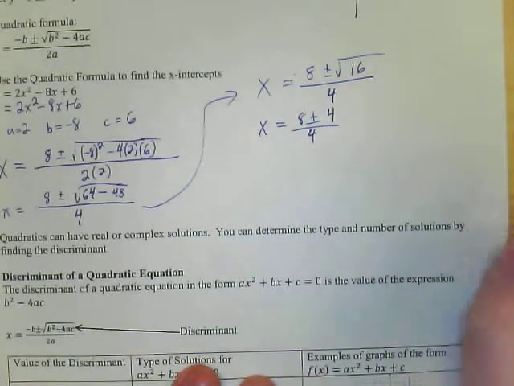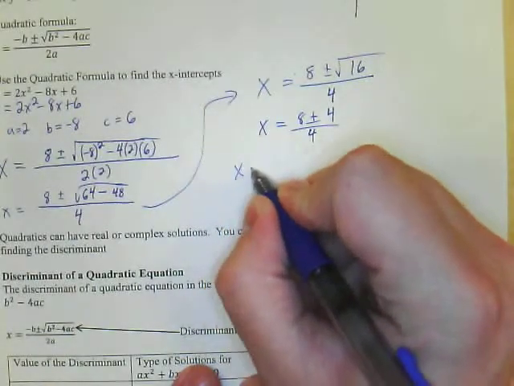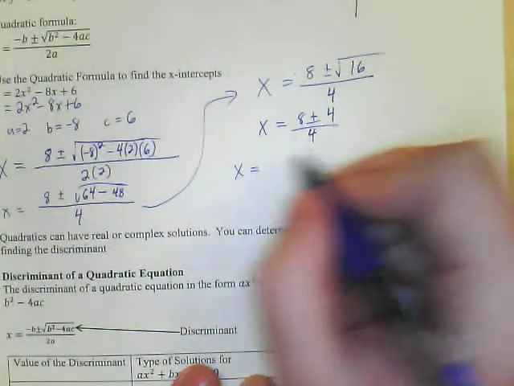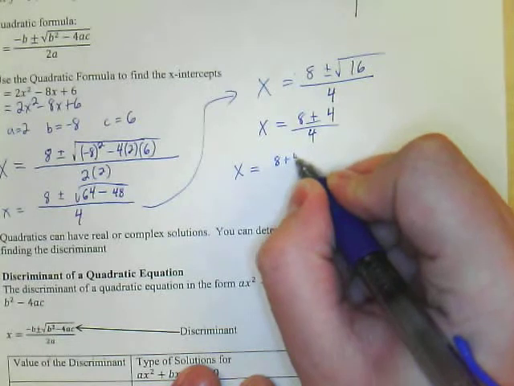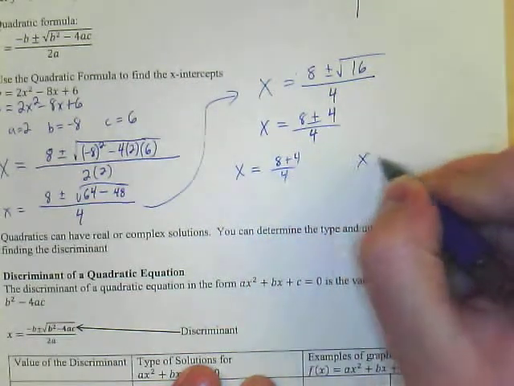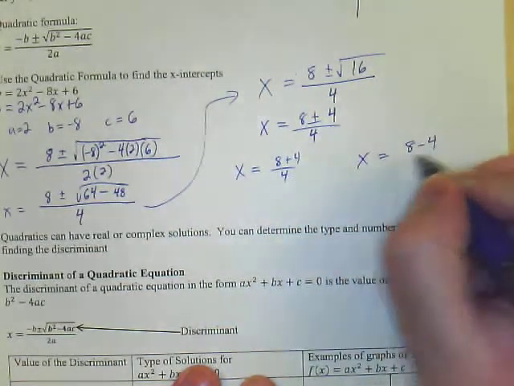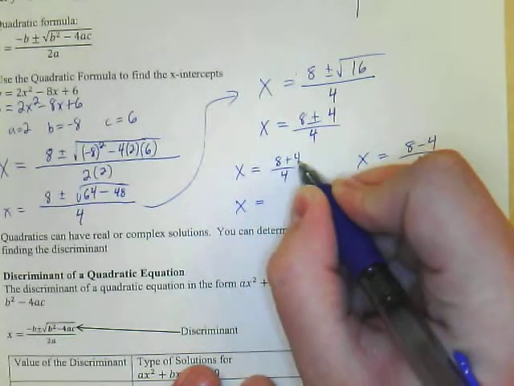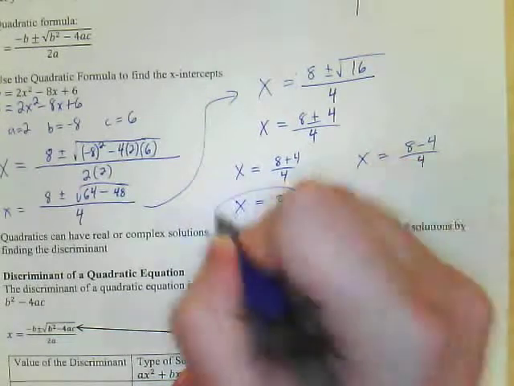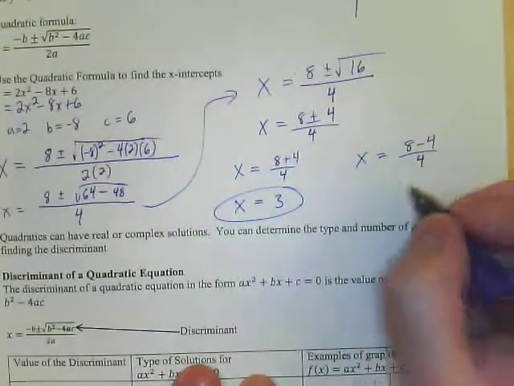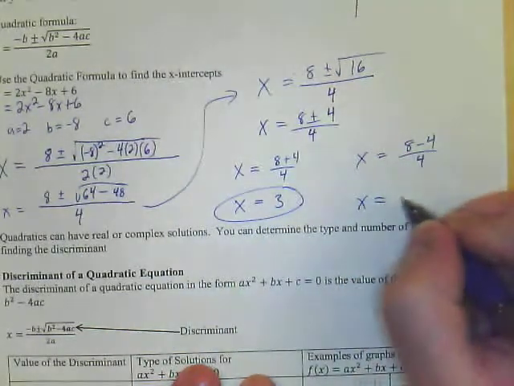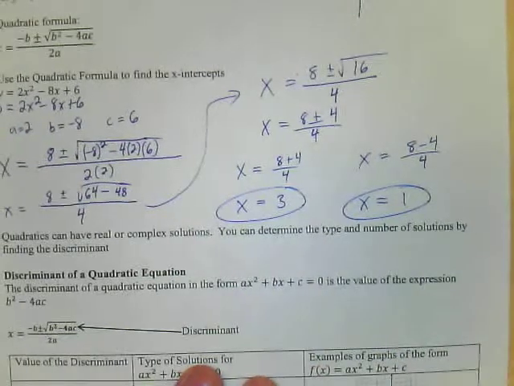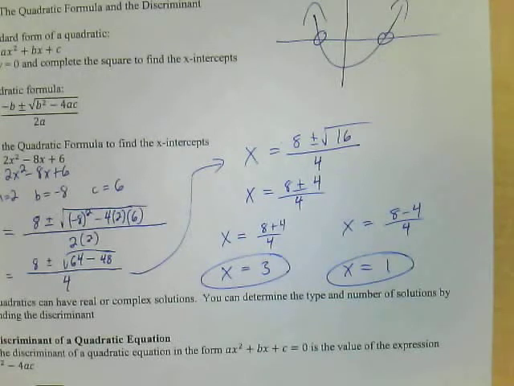So let's unpack these. We've got two separate equations here that we really have packed into one here. So one of them is 8 plus 4 over 4, and one of them is 8 minus 4 over 4. So 8 plus 4 is 12, divided by 4 gives us 3. 8 minus 4 is 4, divided by 4 gives us 1. So these are the two x-intercepts. These are the two places where the graph will cross the x-axis.